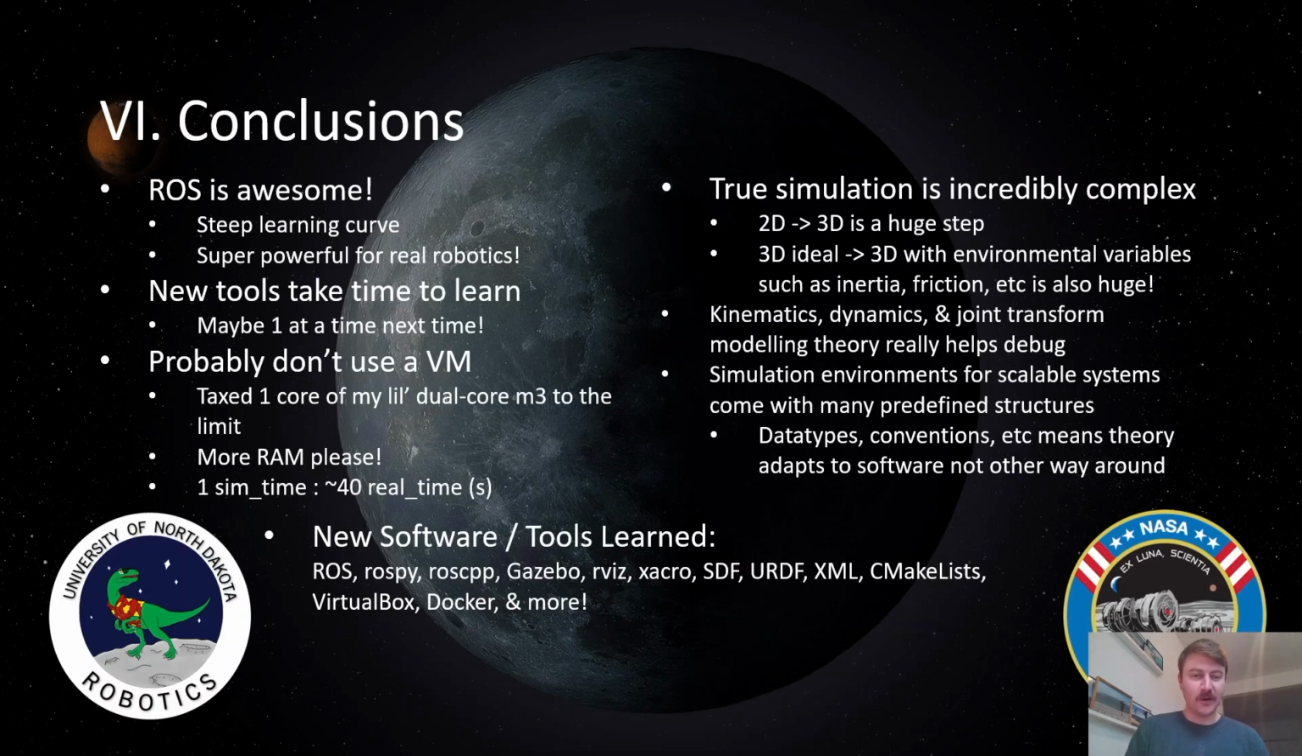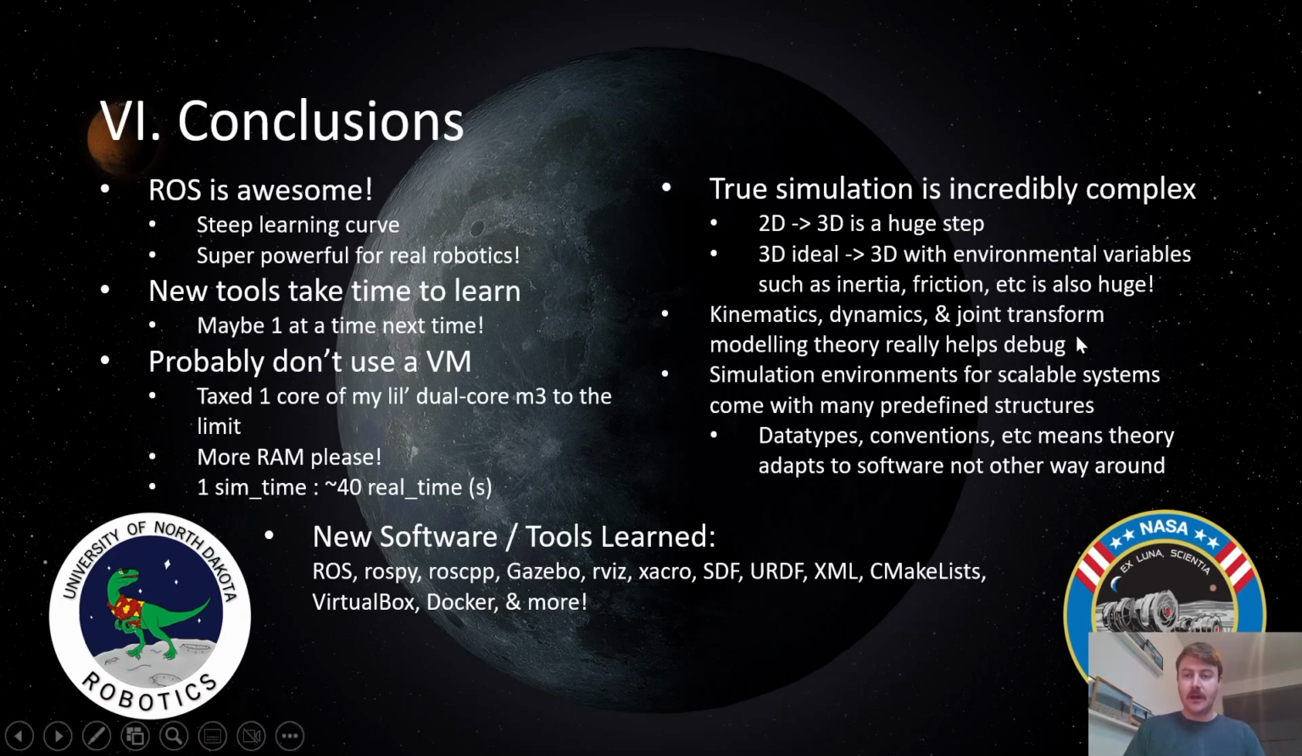The little 1 core that I had and the little bit of RAM that I had was very underpowered. And I just had the stat here, about 1 second was about 40 seconds in simulation time, so that's just not reasonable. Then the true simulation is incredibly complex, so moving from a 2D kinematic simulation to a 3D is big, but then also adding environment variables such as inertia and friction also really complicates the system and takes a significant amount more compute power.